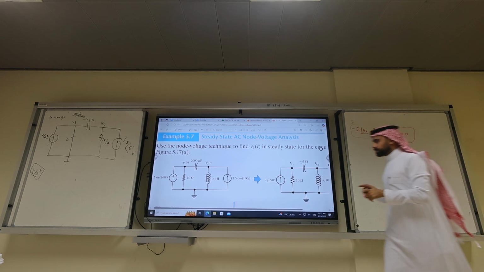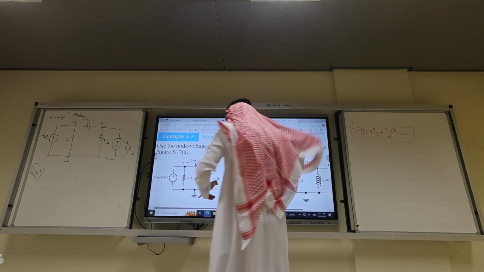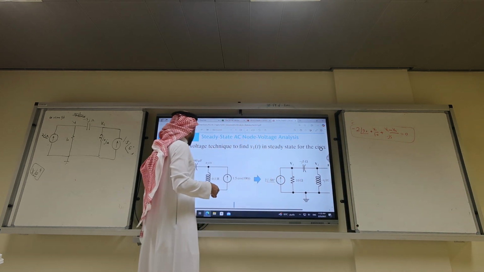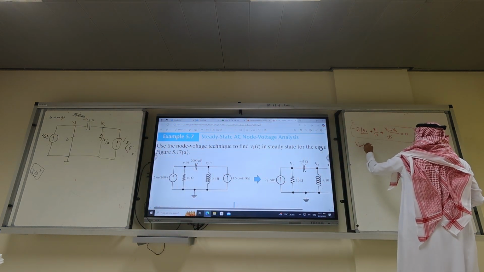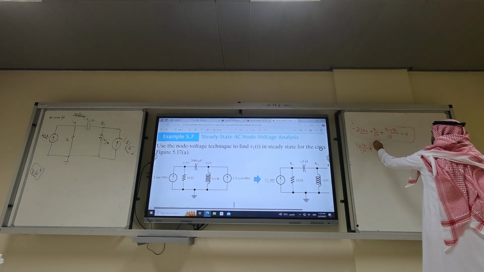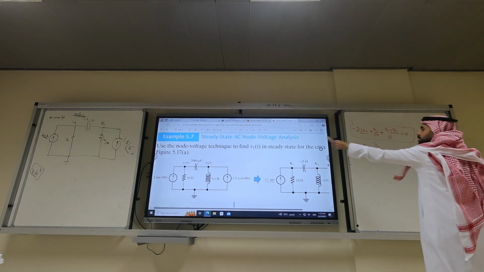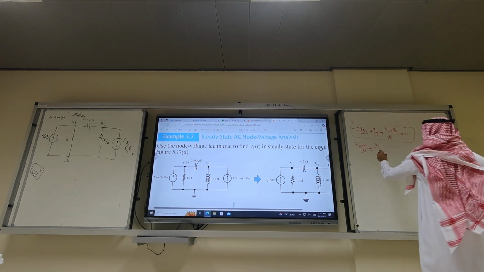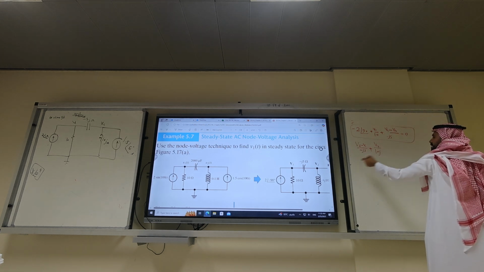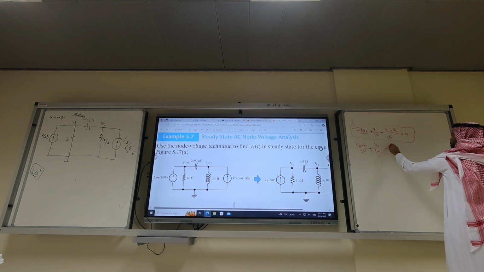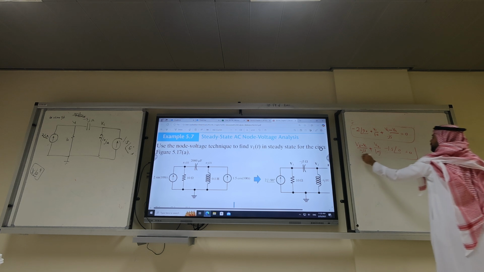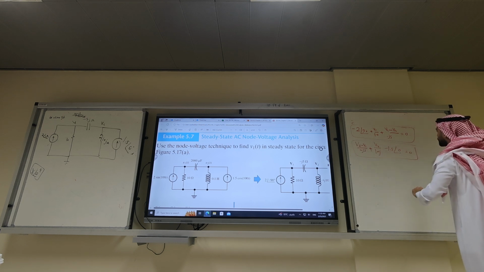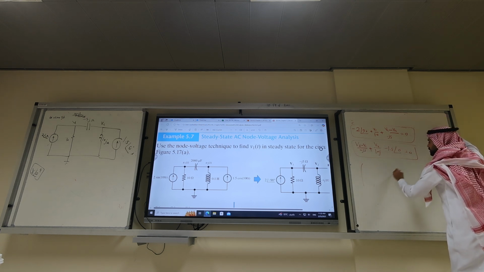What is equation 2? V2 minus V1 over minus J5 plus V2 over 10J, the inductance impedance, minus 1.5 angle 0. Converted to the system. Let's do it in a system.